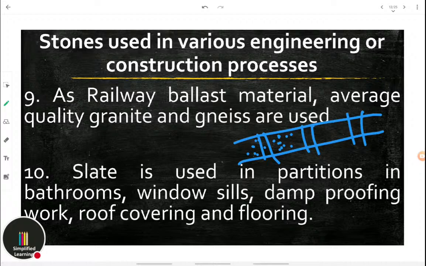For that, average quality granite and gneiss are used. Then slate is used in partitions in bathrooms, window sills, damp proofing work, roof covering and flooring. For that, slate is being used.